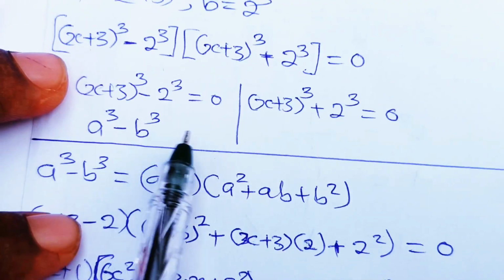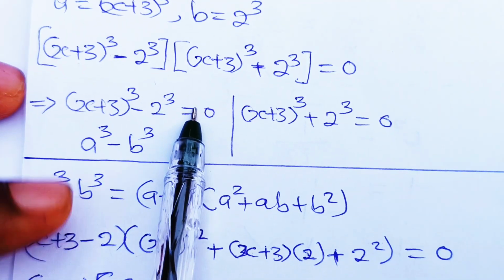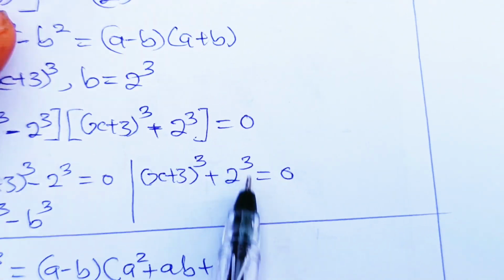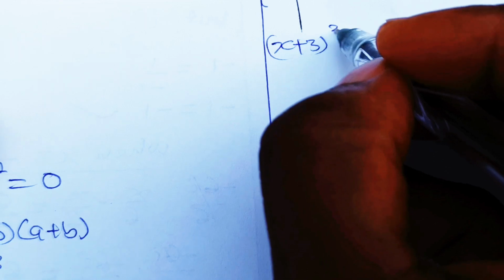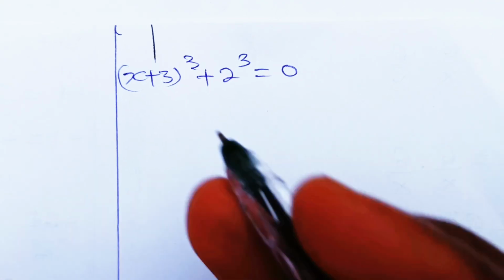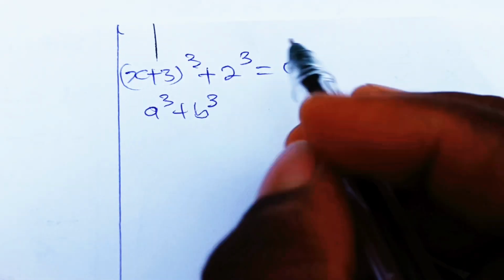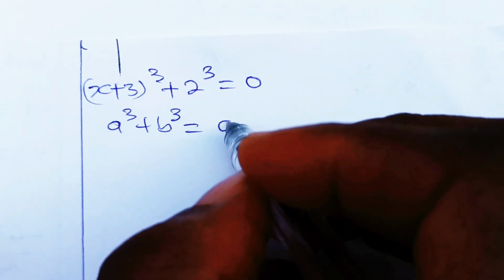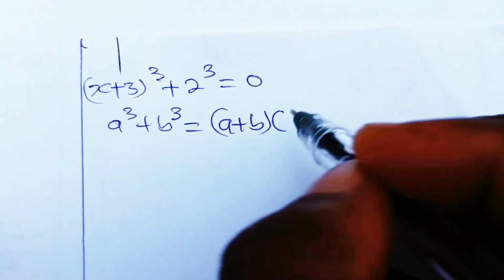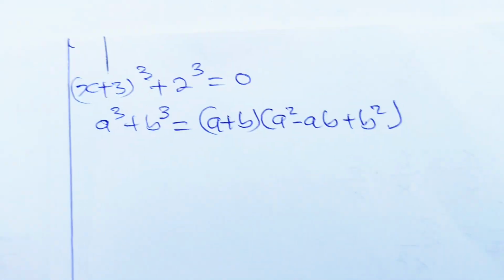This is where we just solved that x plus 3 to the power of 3 minus 2 to the power of 3 is equal to 0. So right now we are going to solve this. So we have x plus 3 to the power of 3 plus 2 to the power of 3 is equal to 0. Okay, now in this case, we have a to the power of 3 plus b to the power of 3. And in algebra, this is equal to a plus b multiplied by a squared minus ab plus b squared. All right.